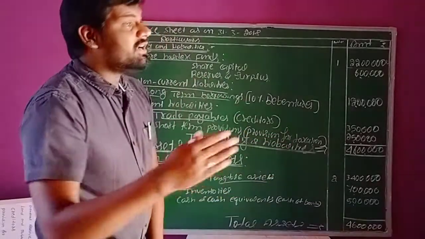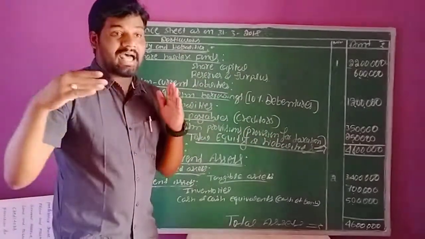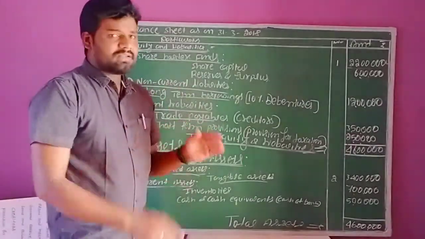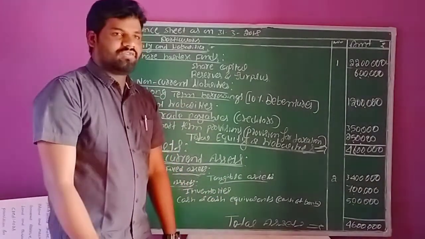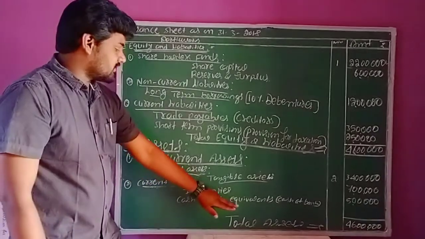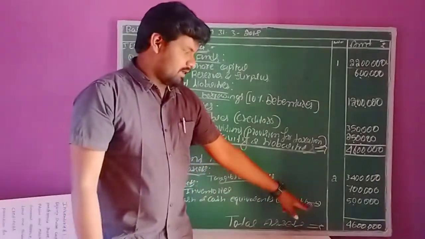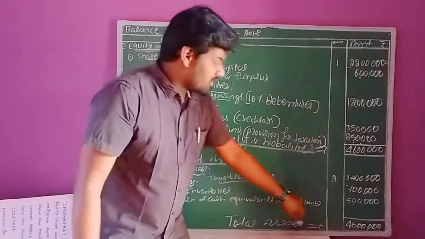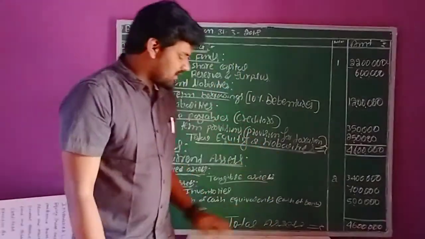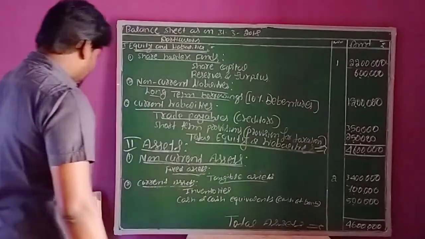Suppose cash in hand and cash at bank, both transactions are given. In that situation we need to calculate the working note as cash and cash equivalents. So here cash and cash equivalents, in the bracket we show cash at bank, right? So only one transaction is given. The value of cash and cash equivalents is 5 lakhs rupees. This is the information given regarding the assets.